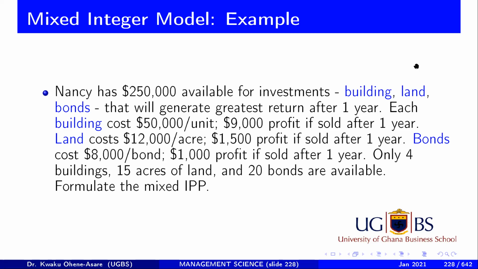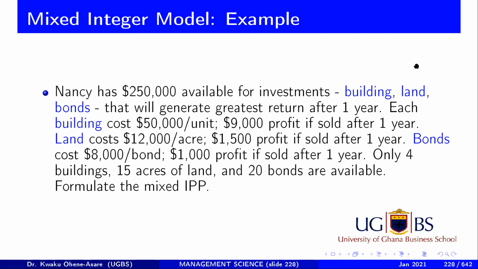Nancy has $250,000 available for investing in building, land, and bonds. Now, building, land, bonds. Which one is likely to be decimals? And this will generate the greatest return after 1 year. Each building costs $50,000 per unit, and that will lead to $9,000 profit if sold after a year. Each land costs $12,000 per acre, and that will give you $1,005 profit per year. Bonds cost $8,000 per bond, and that will yield $1,000 profit per year after you sell it after 1 year.